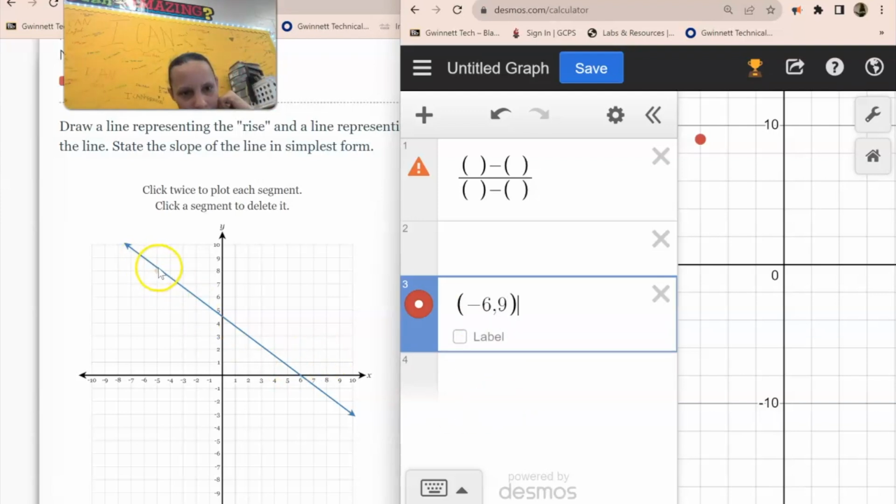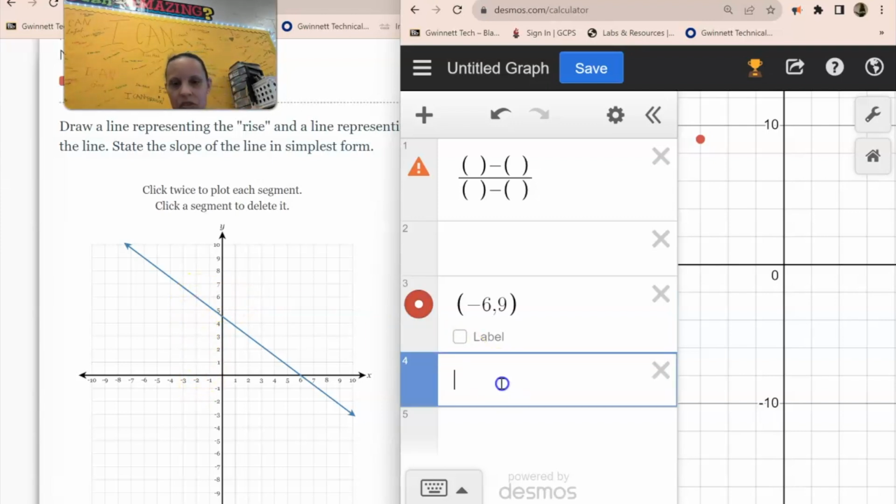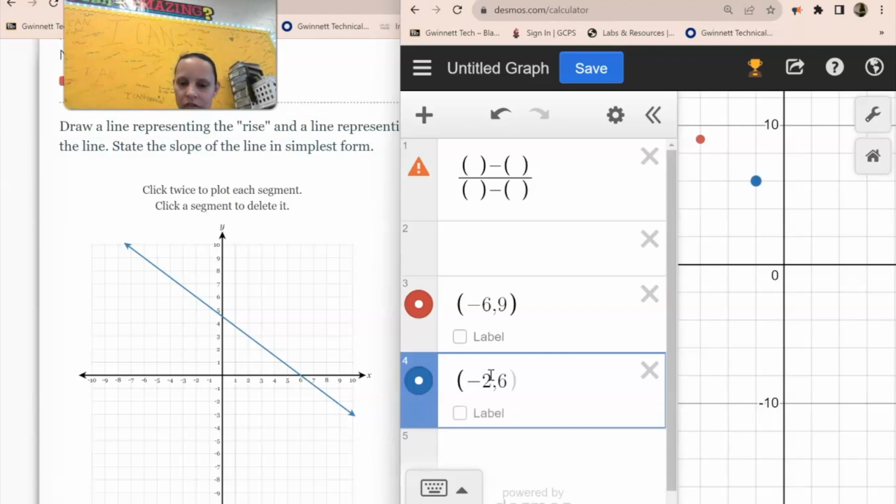2. So I'm going to keep coming down until I get to another corner right there. This is a corner. How do I know it's a corner? Because you see how it's going through it. So this is -2 and 6. So another point is going to be -2 and 6. Once I have my 2 points, all I'm doing is putting them in the formula.